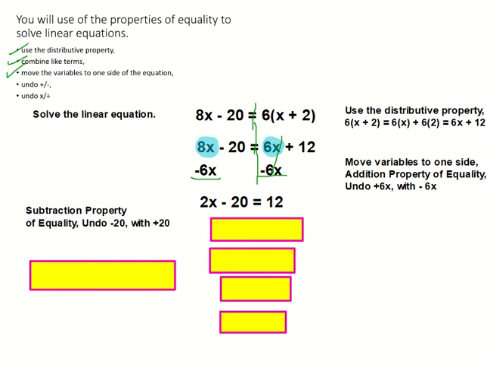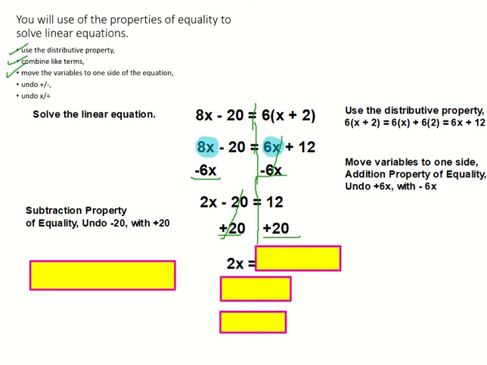So I'm going to use the subtraction property of equality. The inverse of subtracting 20 is adding 20, so I'm going to add 20 to the left and right side of my equation. And I get the following. 12 plus 20 is 32. And then on the left-hand side, negative 20 plus 20 is 0, so those 20s cancel, and I have to bring down my 2x. So my equation is 2x equals 32.